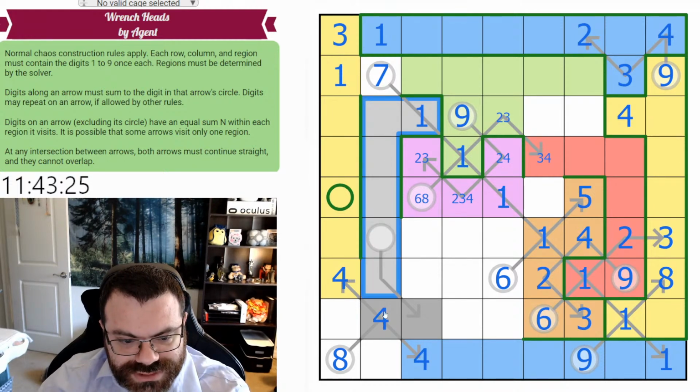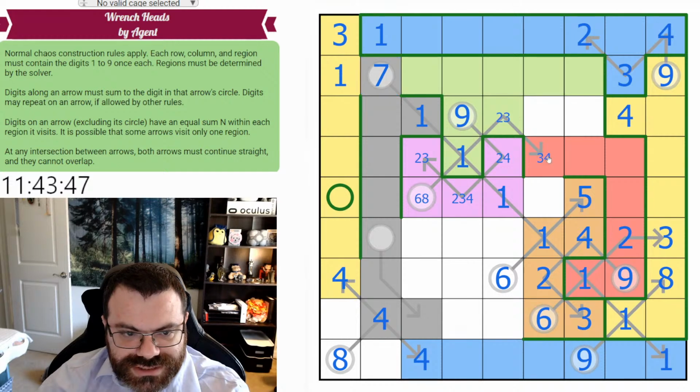1, 2, 3, 4, 5, 6, 7, 8. So gray gets 1 more cell. If gray doesn't take this 7, then this is 7. And that's impossible. If this were 7, this would have to be 1 or 2, and it can't be. So gray takes here. Gray takes this 7. And gray's done.